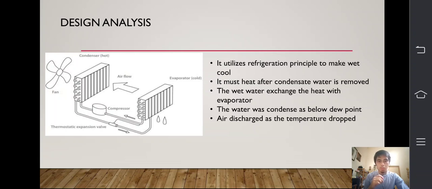Now move on to design and analysis. This diagram shows an example of an air dehumidifier. For the design, it utilizes the refrigeration principle to make the wet air cool. It must be heated after the condensate water is removed. The wet air exchanges heat with the evaporator. The water is condensed below the dew point, and less air is discharged as the temperature drops.